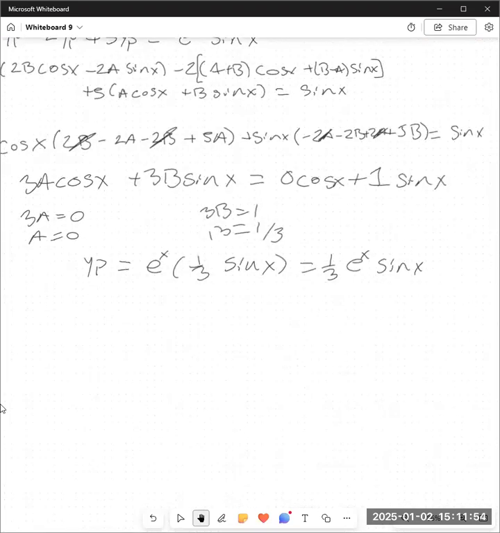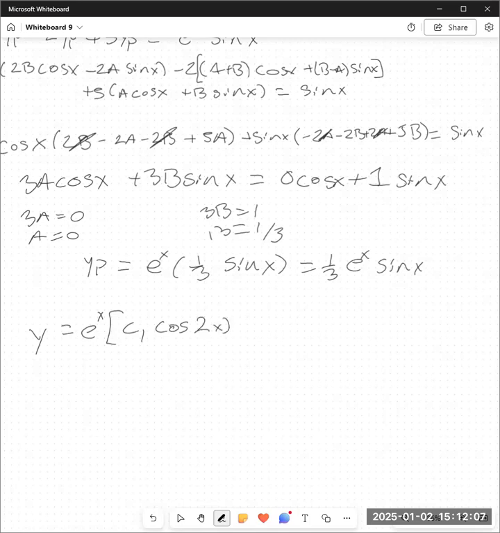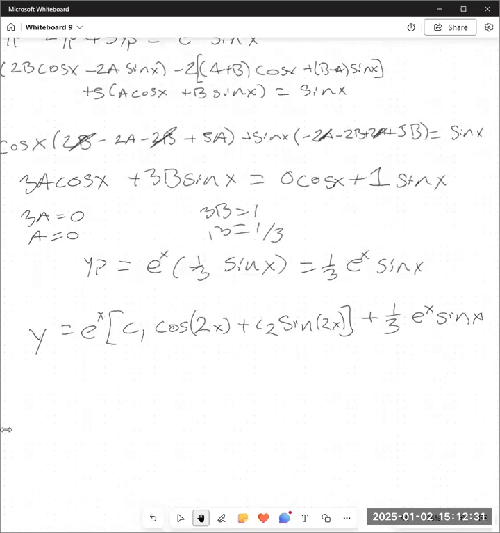And I have my complete y here is equal to e to the x times c1 cosine of 2x plus c2 sine 2x plus 1/3 e to the x sine x, like that. All right. Let's look at another one.